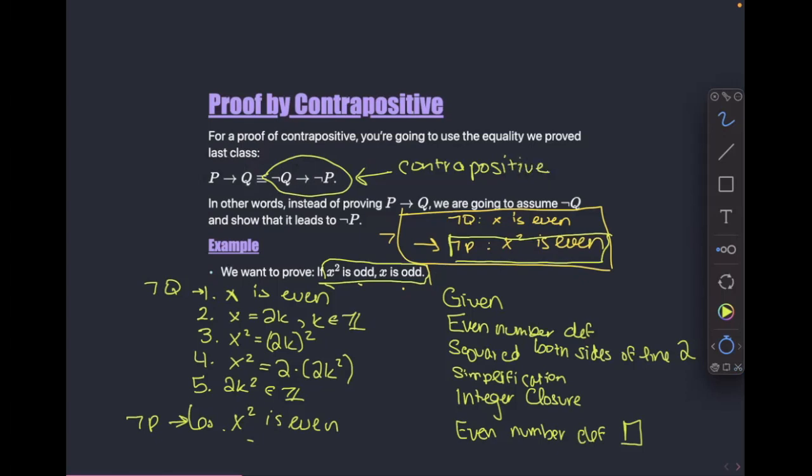The statement, if x is even, x squared is even, is the contrapositive of if x squared is odd, x is odd. So you might hear that terminology sometimes. If you've taken a term and you find the contrapositive of it, that's what that means.